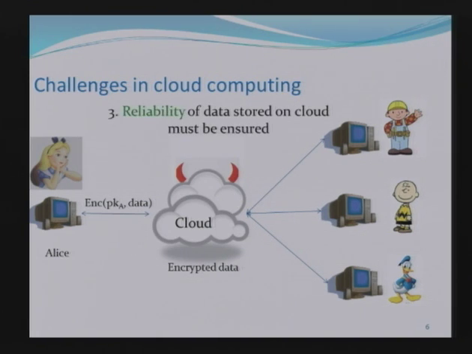A third issue is reliability of data. Alice is now possibly storing all her secrets on the cloud, and maybe she doesn't even store a local copy of all her secrets. What happens if the cloud is unavailable? What happens if the cloud gets corrupted and data is no longer available? Is it lost completely? Typically, it would be nice if Alice uses multiple clouds, or the same cloud uses multiple servers to store the data in a distributed manner, so that you can tolerate any kind of corruption.